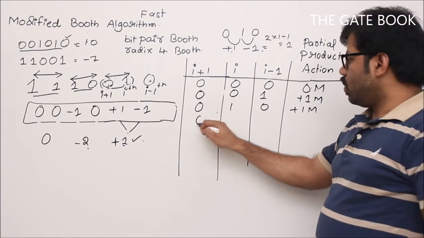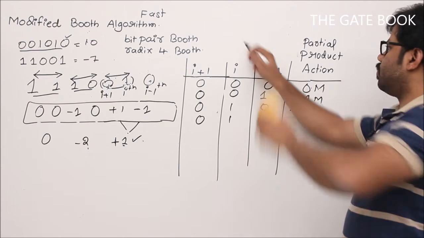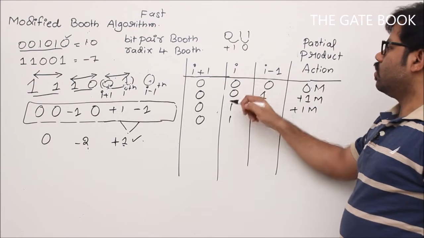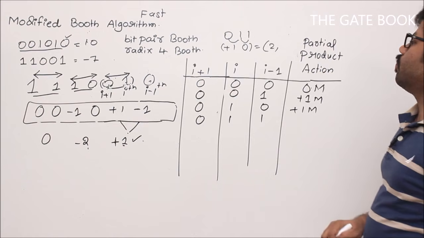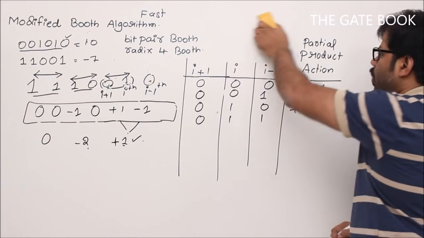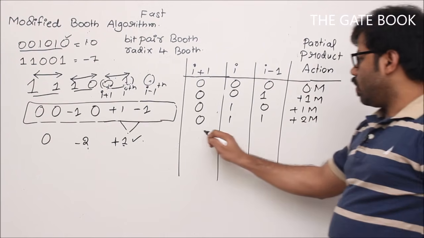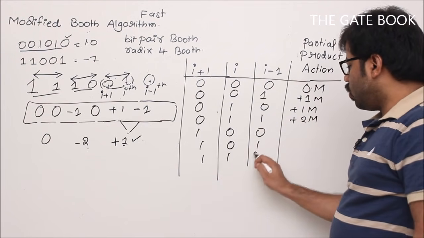Next, 0, 1, 1. So 0, 1, 1 is like this: 1, 1, 0, 1, 0 plus 1. So plus 1 and 0 is equivalent to 2 ones are 2, correct? So that would become plus 2m.